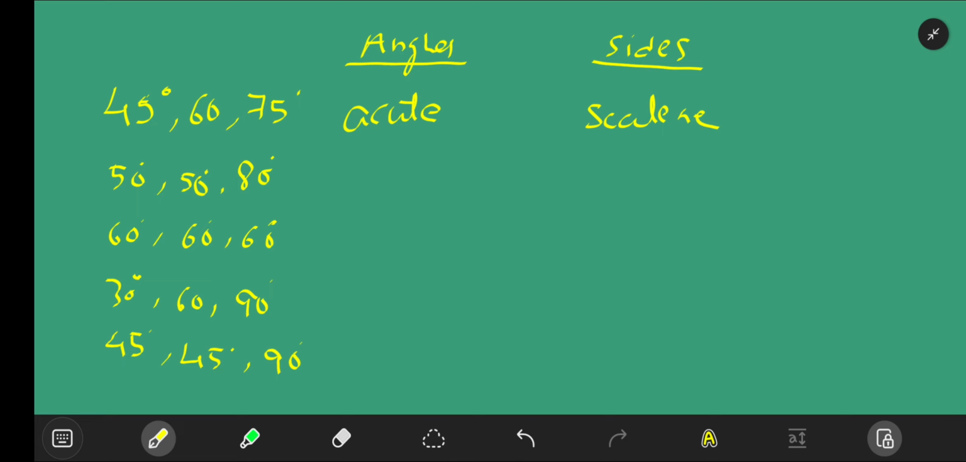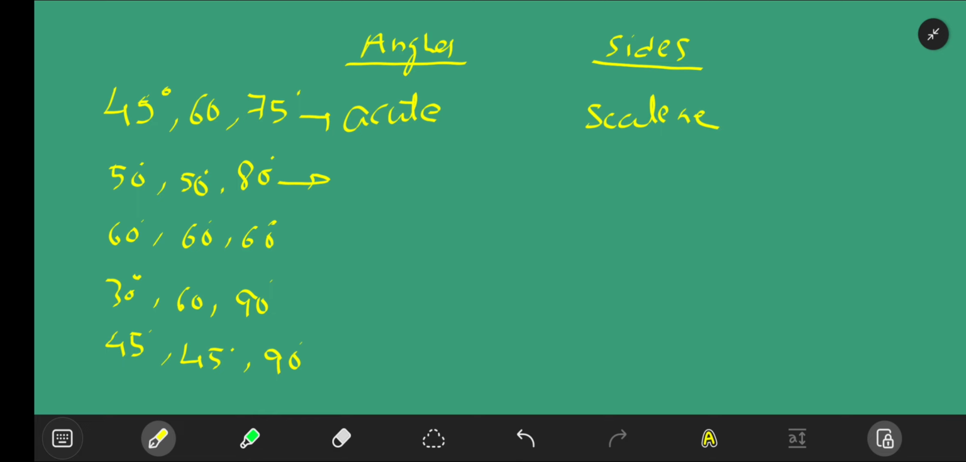Now if you see these angles, I said one example. You just stop the video for a few minutes and try to identify which type of triangle it is.